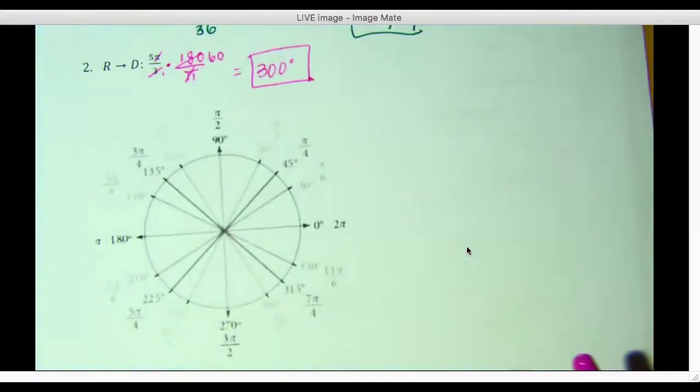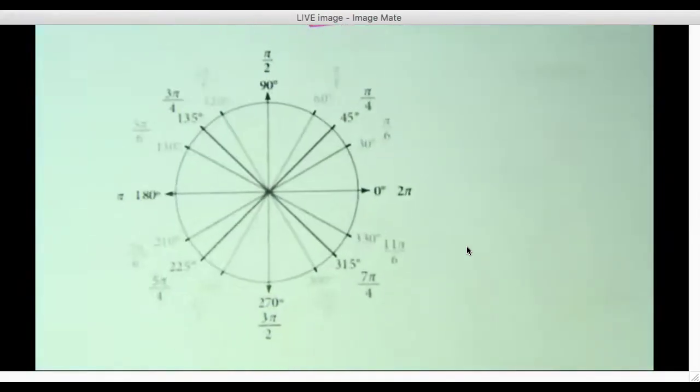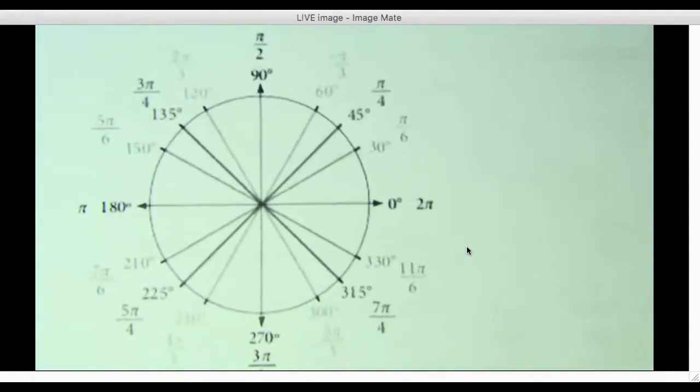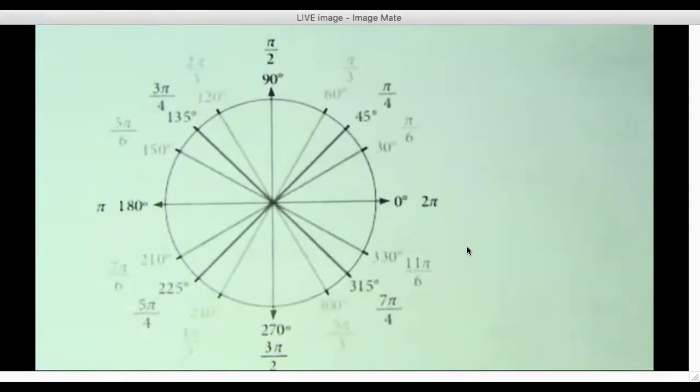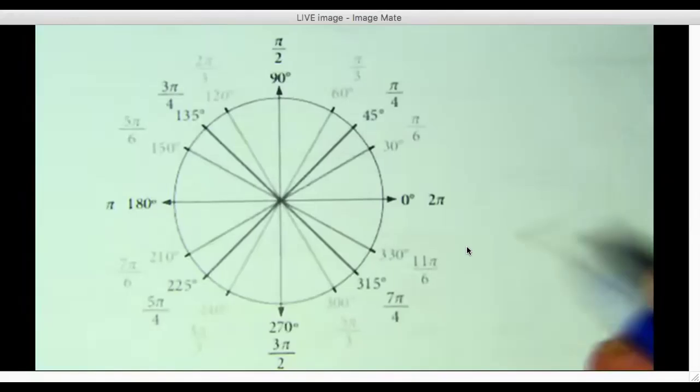At the bottom here, it's not showing super well. Let me see if I can zoom in a bit and get this to show a little better. All right, so you can see these angles around the unit circle, and I might need to zoom out a tad here, in degrees and radians. I'm going to help color code some of these. I'm also going to show you how to count around the unit circle.